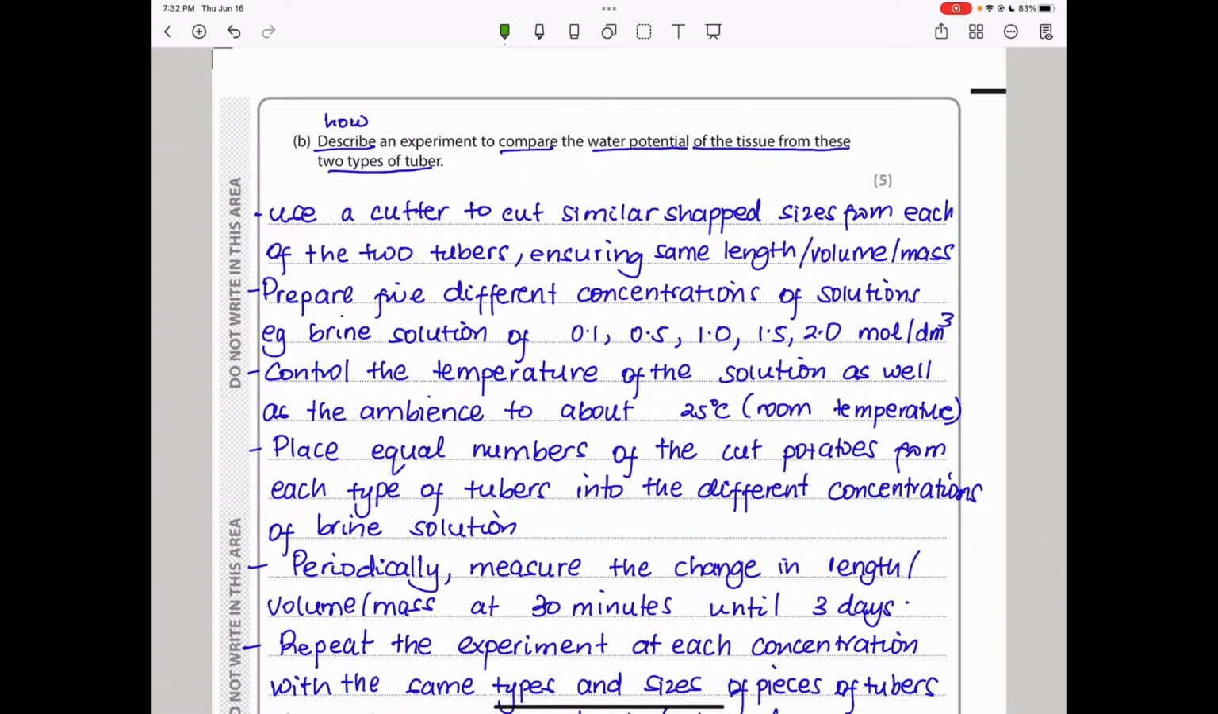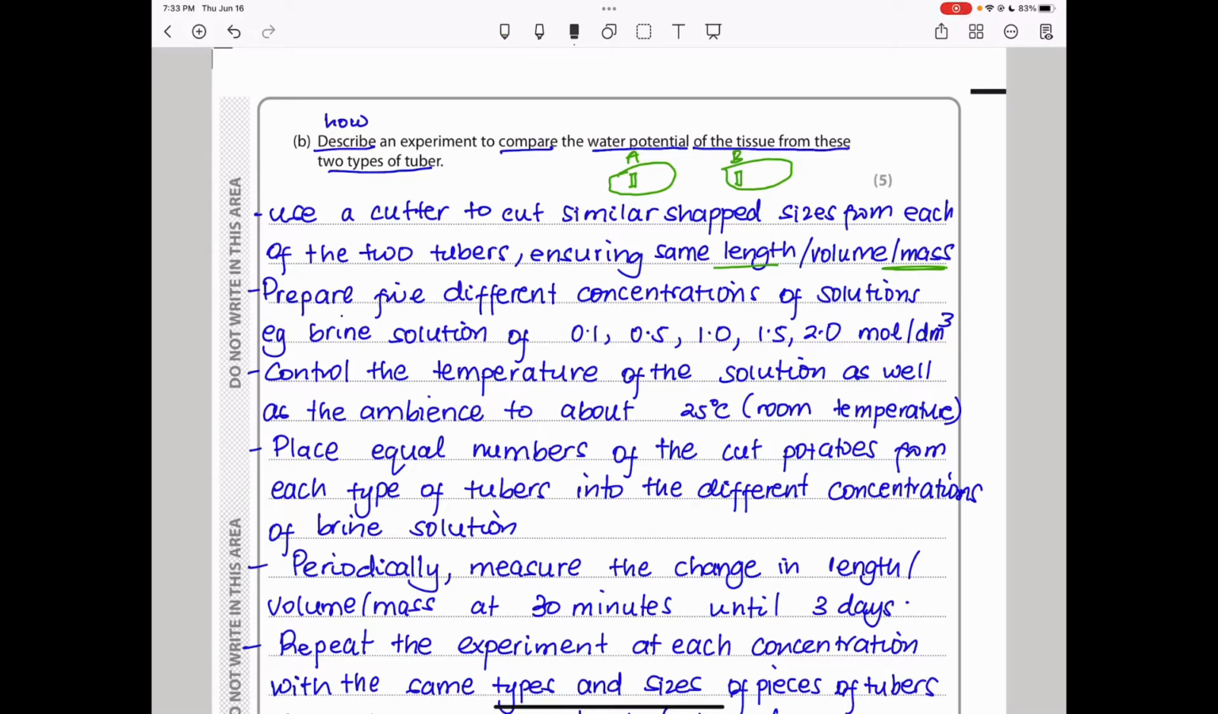The next part says describe an experiment to compare the water potential of tissues from these two types of tubers. Now, if we are to compare, we need to begin with an experiment. So we gather two tubers, tuber 1 and tuber 2, and then we have to cut pieces from each that are equal in size. The pieces you cut from tuber A and those you cut from tuber B have to be exactly the same size. They have to be the same length. They have to be the same mass if possible. So when we cut, we have to ensure that is possible.